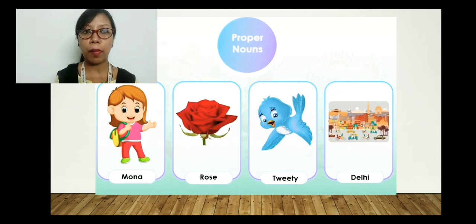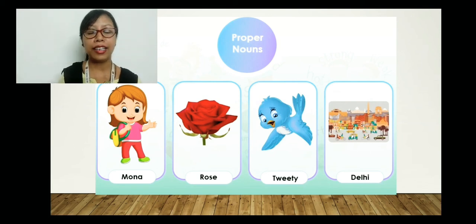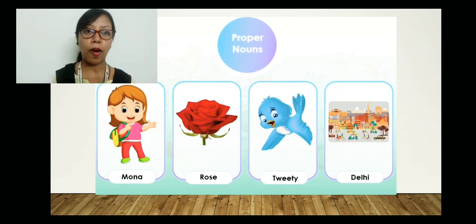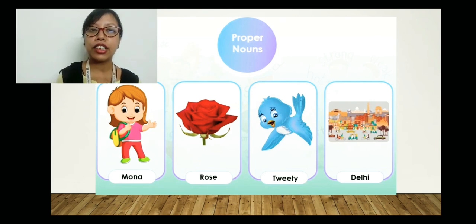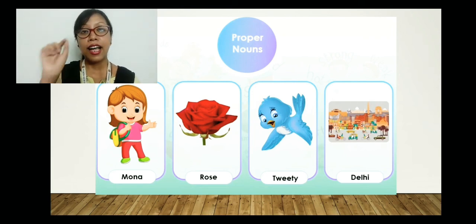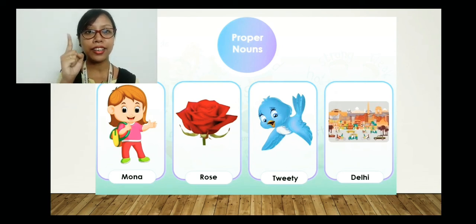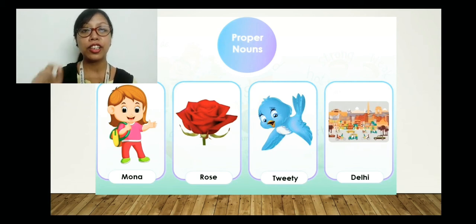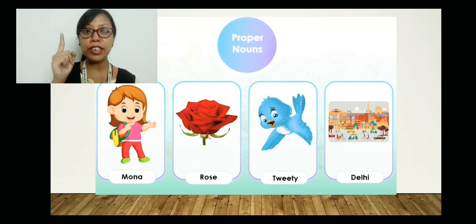When we come to the proper nouns, we are pointing out one particular person. In the previous common noun, we talked about boy or girl, right? But here, if you see the first picture, it is Mona. That means she is a girl, right? Girl means the common, we are talking about a whole bunch of girls. But among them, I am pointing to one particular girl. And who is that girl? She is Mona. Then I have a flower, okay? You gave me a flower. What kind of flower is it? It is a rose. So you have given a particular flower, which is a rose.